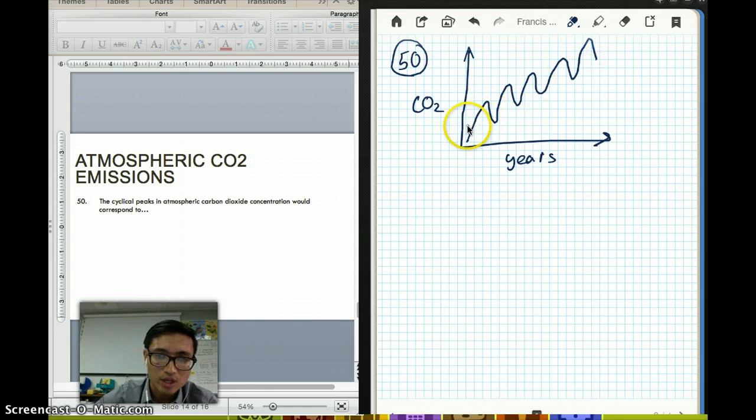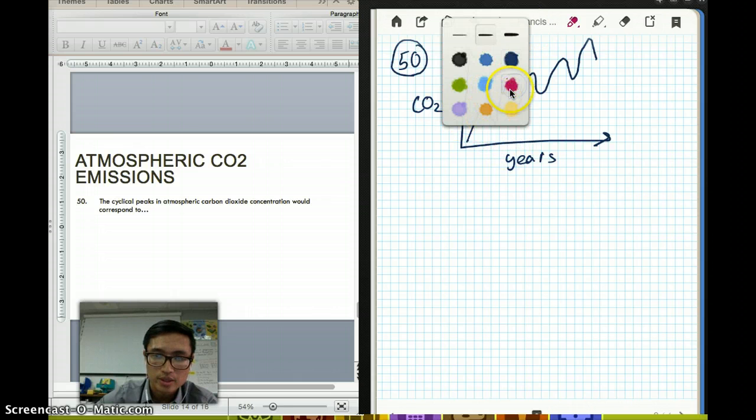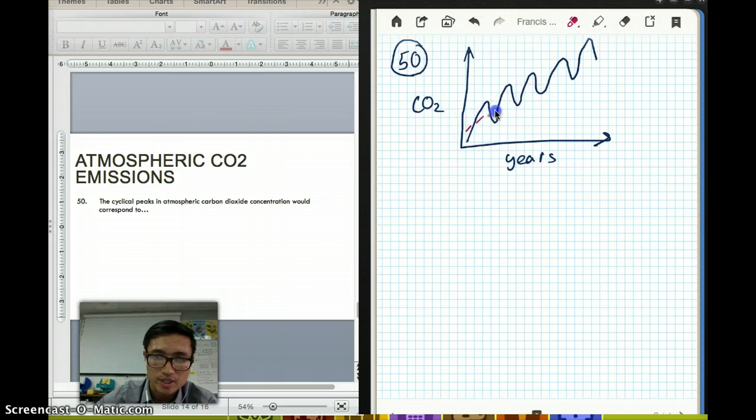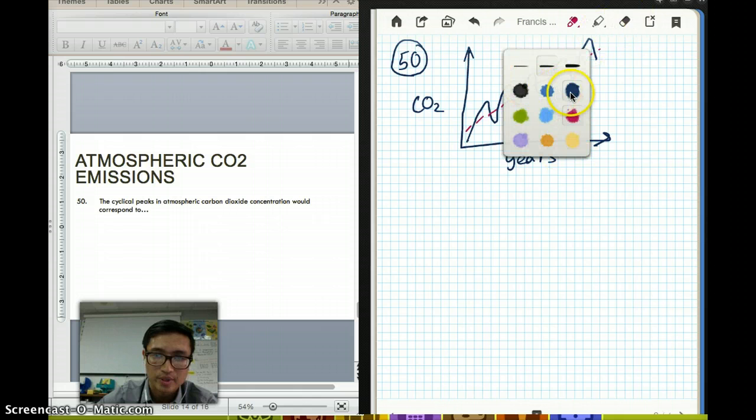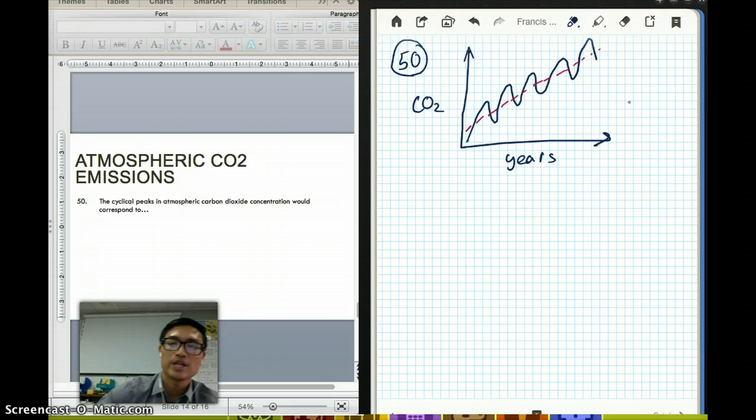In which the overall trend, let me switch colors, the overall trend was increasing, but there were these cyclical variations that were happening. And those cyclical variations were basically what you're looking for. What was the reason for those cyclical variations?